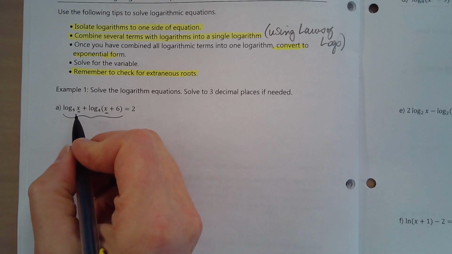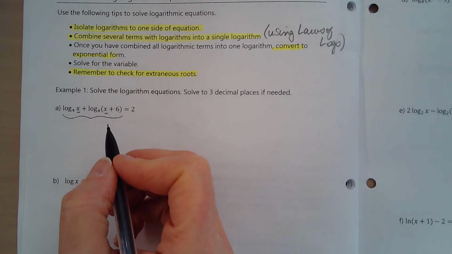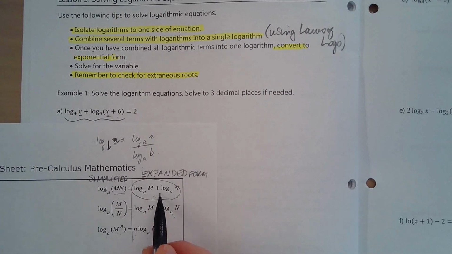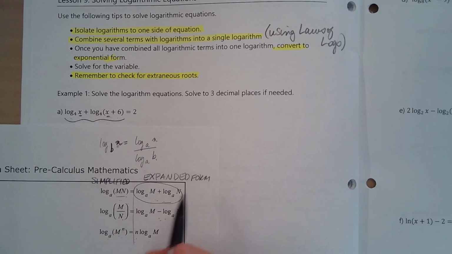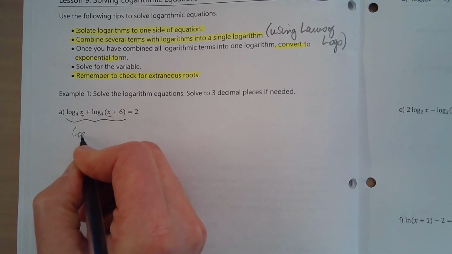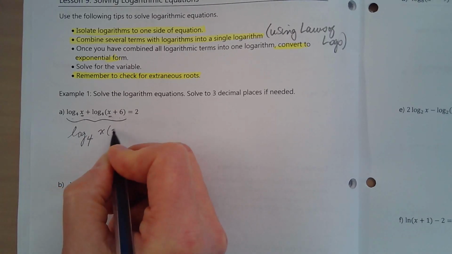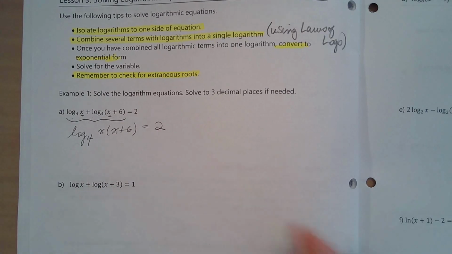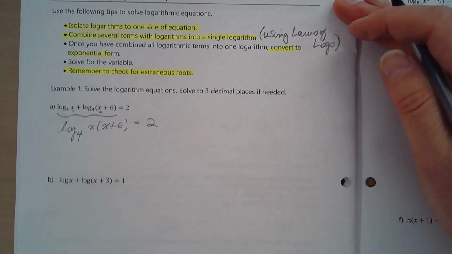So how would I combine these two logs? It's multiplication, right? They are separated by a plus sign. If I have two logs separated by a plus sign, I can push the arguments together through multiplication. So this becomes log in base 4 of x times x plus 6. Agreed? All right, that's the hardest part of this equation. Now I think you have the skills to solve it.